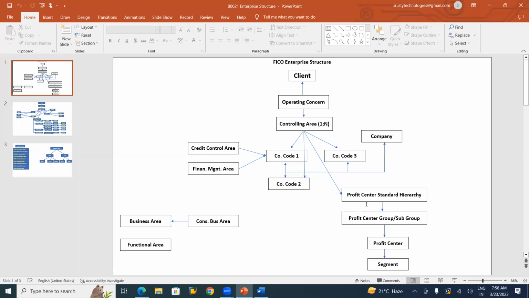Clear? So just take it as a note as of now, but while creating this, we will see in depth.